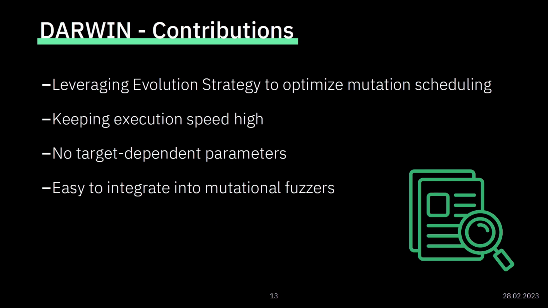This means that DARWIN is the very first mutation scheduler to leverage this quite simple algorithm to optimize mutation scheduling. But it has a tremendous advantage compared to the existing related work, because it manages to keep execution speed high. Another important aspect for practice is that you don't have any target-dependent parameters. You can easily adopt it as a drop-in solution. We also tried to keep this easy adoptability by making it very simple to integrate in our implementation.